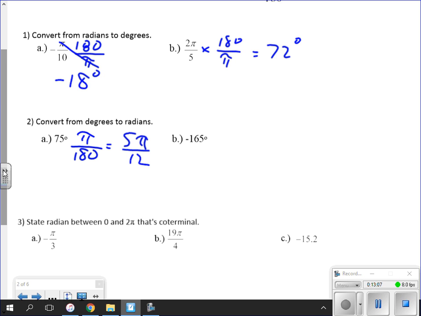So I do the same thing here. I multiply this by pi over 180. And then, like I said, put that in your calculator. 165 over 180 is a fraction. It will reduce it down. And you get negative 11 pi over 12. And that's how you say it, 11 pi over 12.